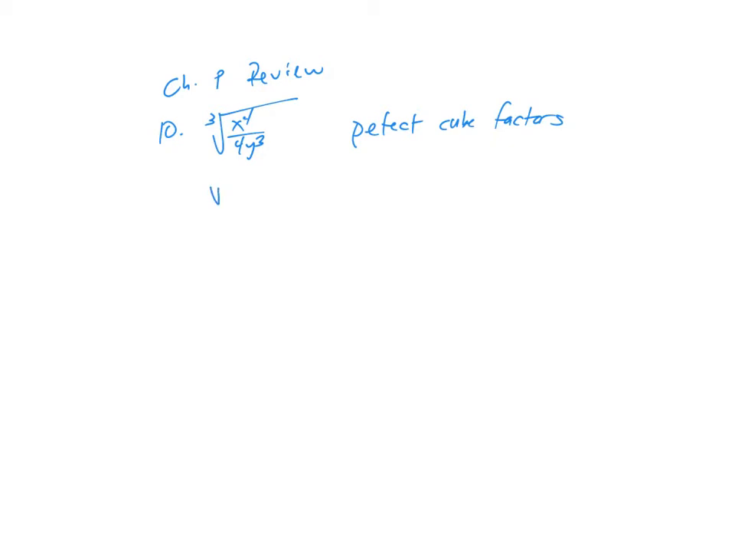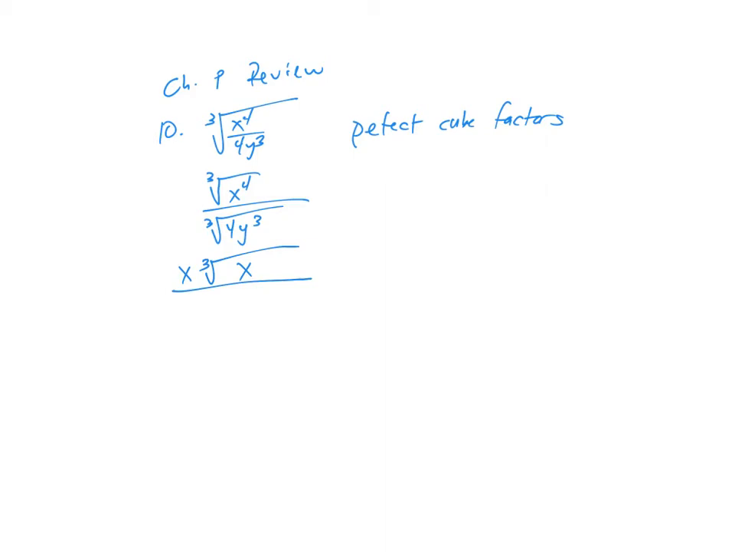So I'm going to rewrite this as the cube root of x to the fourth, the numerator, over the cube root of 4y cubed. And this will help us simplify. So we're going to focus on the numerator first. We have the cube root of x to the fourth, which means we have x cubed, the cube root of x cubed. So an x can come out from the cube root, and we'll still have the cube root of x. One x is still left inside the cube root.